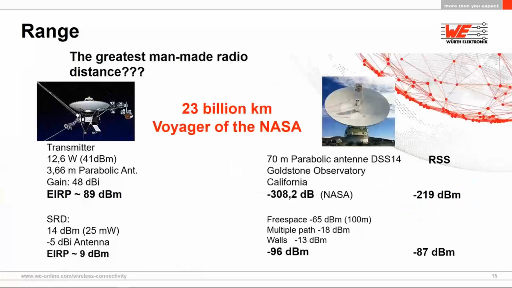Right, here's a little trick question. The greatest man-made radio distance covered ever. 23 billion kilometers nowadays. Today, I checked that just recently. In fact, two years ago when I touched on this the first time, it was something like 21.5 billion. Wikipedia and Google make it possible. Why do I actually mention this? Take a look at these figures and put them into the Friis formula and see it actually does work.